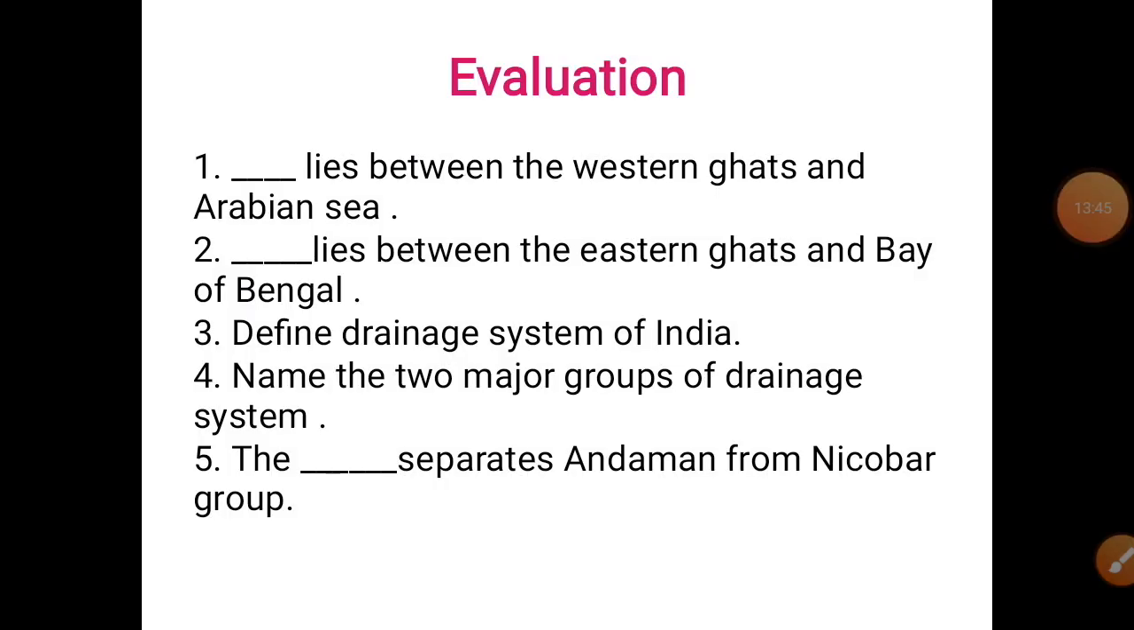Here a few questions are given. Try to answer these questions, and don't forget to note them down in your notebook. The first question is, dash lies between the Western Ghats and the Arabian Sea. Second question is, dash lies between the Eastern Ghats and the Bay of Bengal. Third, define the drainage system of India. Fourth, name the two major groups of drainage system. Next, dash separates Andaman from the Nicobar group.